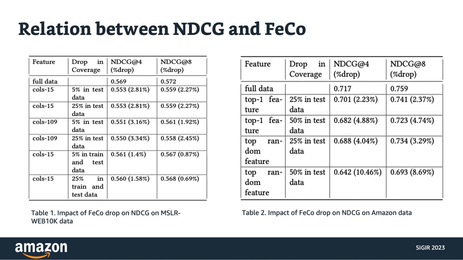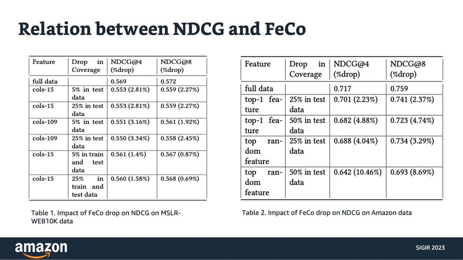The features have been renamed as column 15, 109, etc. For the feature column 15, we first dropped the coverage, or the FICO score, by 5% in the test data set. We observed the IndiCG at 4 to drop by 2.8% and the IndiCG at 8 to drop by 2.27%.